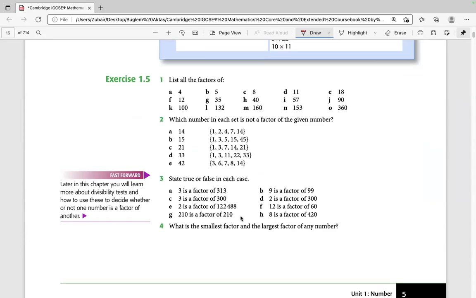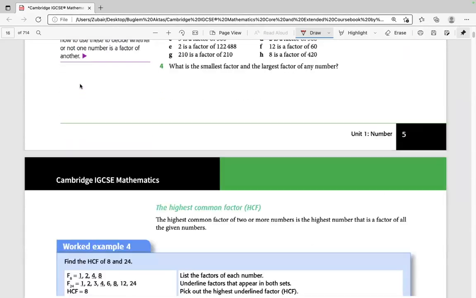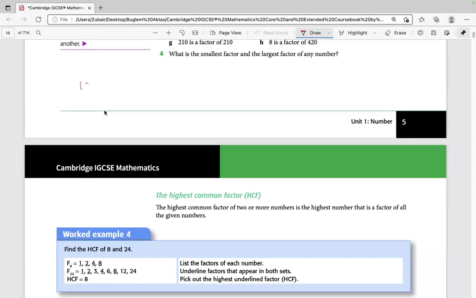What if we have a question asking what is the smallest and largest factor? For example, we are talking about 100. What would be the smallest factor of 100? Yeah, 1. Correct. And the largest factor? 50. What about 100 itself? Oh, yeah. 100 itself, yeah.